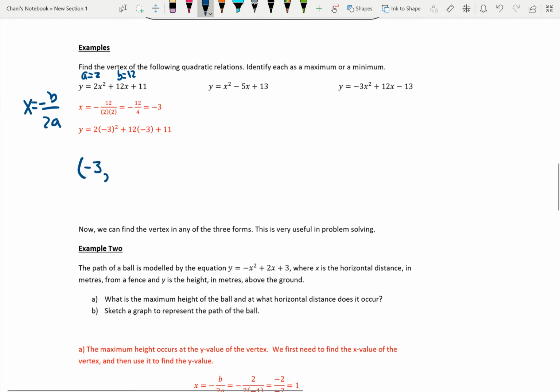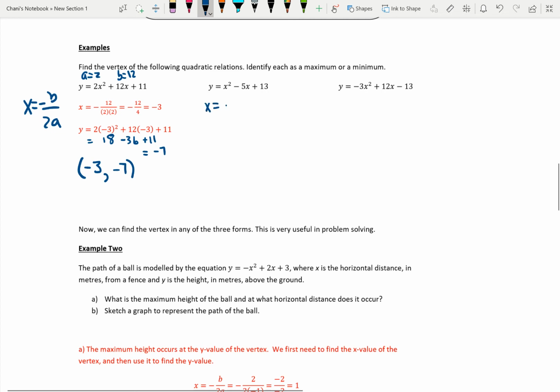Then to find our y value, we take the negative 3 and put it back into the formula. So this becomes 2 times 9, which is positive 18, minus 36, plus 11, which is negative 7, I believe. So there you go. Let's do it over here.